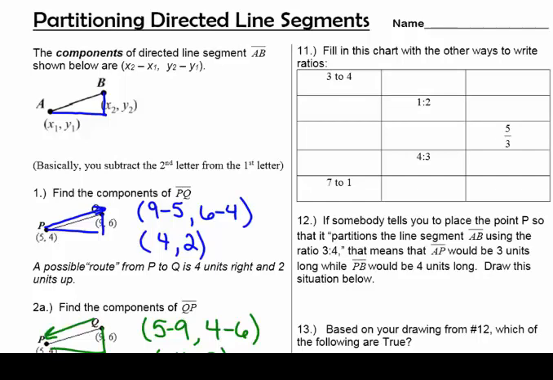And so if we go across the first row, we're looking at 3 to 4. So we can rewrite that as 3:4. We can also write that as 3/4, okay?